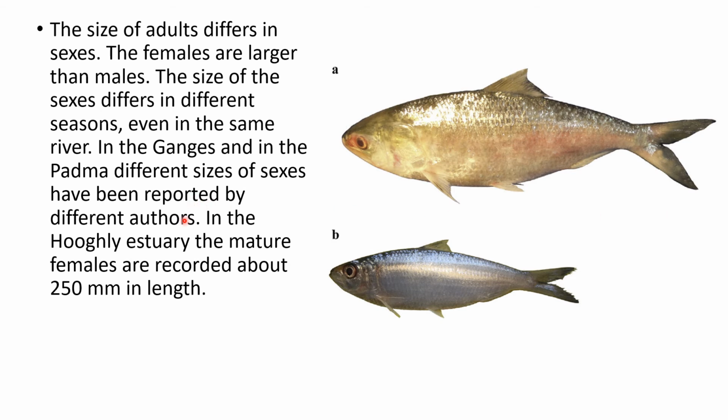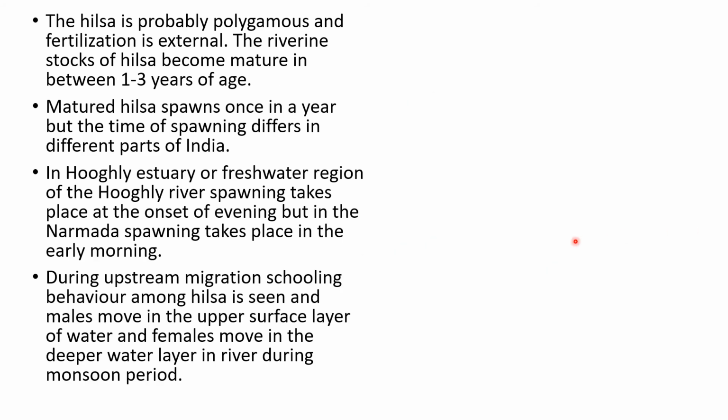The size of adults differs in sexes. The females are larger than males. You can see here in this picture. The size of the sexes differs in different seasons, even in the same river. In the Ganges and in the Padma, different sizes of sexes have been reported by different authors. In the Hooghly estuary, the mature females are recorded at about 250 millimeters in length. That means they're almost around 25 centimeters in length.